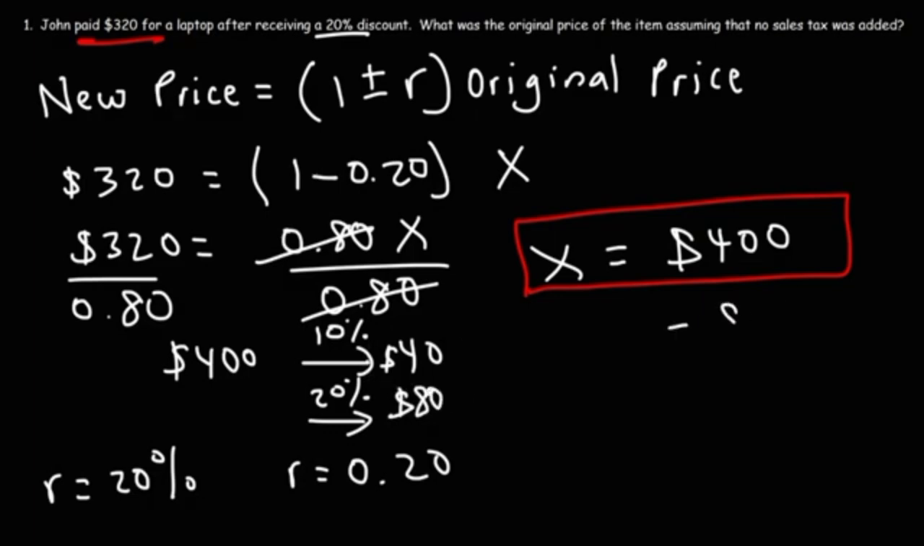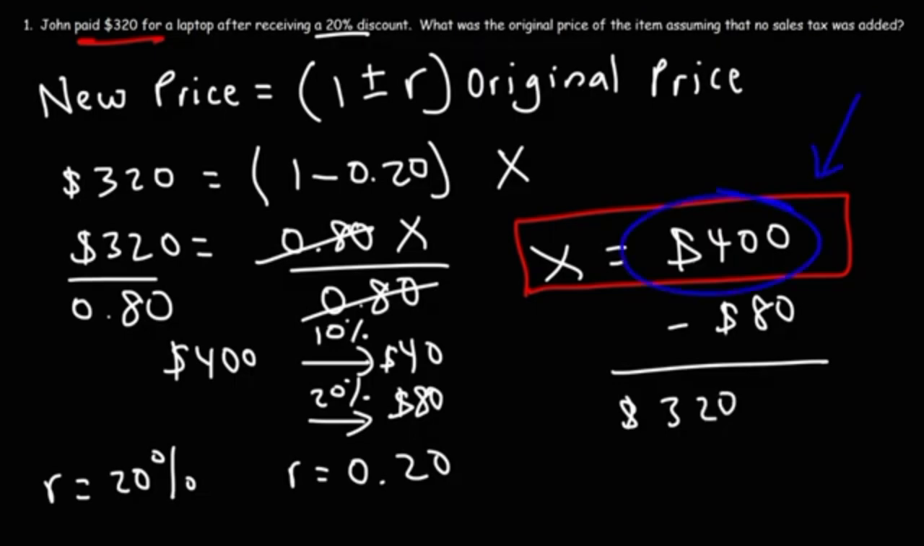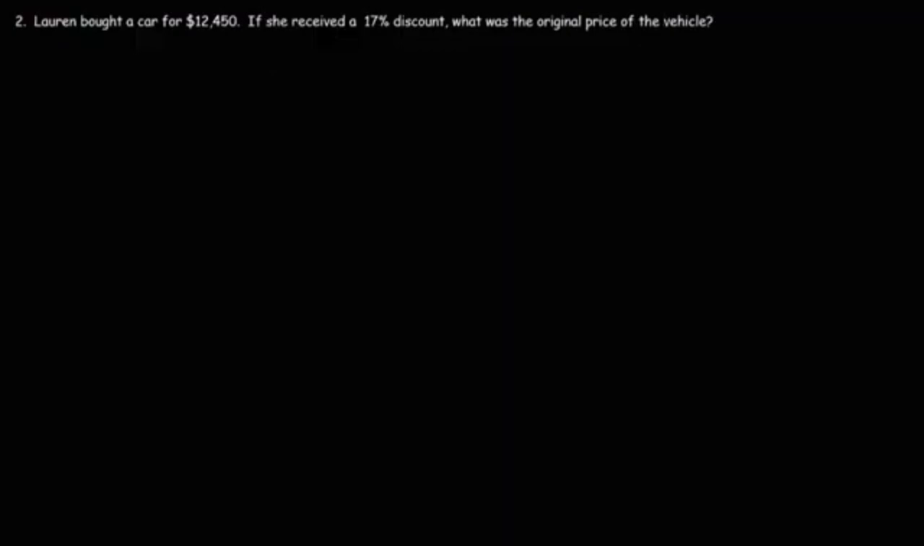So if you take off $80, this will give you the new price of the laptop after the discount, which is $320. And so that's a quick way that we could use to check our work. But the final answer for this problem, the original price, is $400. Now let's work on a similar problem for the sake of practice.